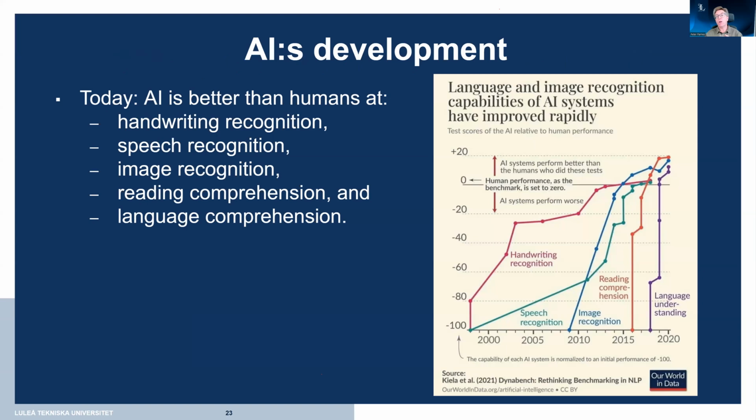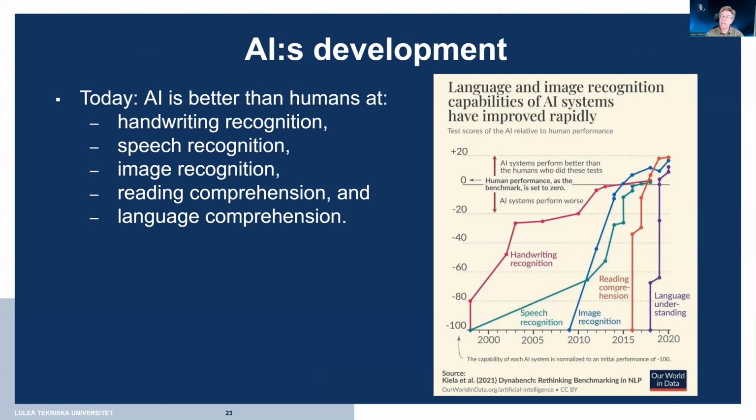If we then look a bit forward, or actually backwards, let's start with backwards here. So AI is better than humans in many different areas, and here are just 5 examples: handwriting recognition, speech recognition, image recognition, reading comprehension, language comprehension, etc. And then in the figure here on the right, on the x-axis, we have years starting in around 1998. And on the y-axis, we have the tested performance of this AI model, where -100 is that it doesn't know anything, 0 is the benchmark of humans doing the same tests, and everything above 0 is better than the average human.